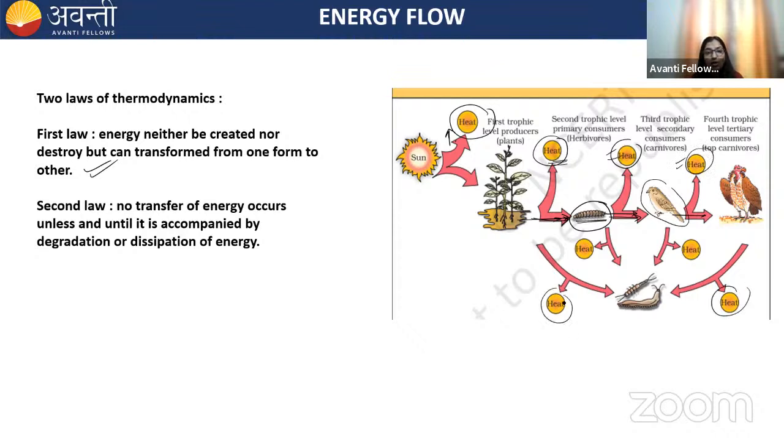This is the second law of thermodynamics, which says that no transfer of energy occurs unless it is accompanied by the degradation or the dissipation of the energy. That means for the transfer of energy from one trophic level to the next, some amount of energy should be lost in the form of heat. Then only the transfer of energy will occur.